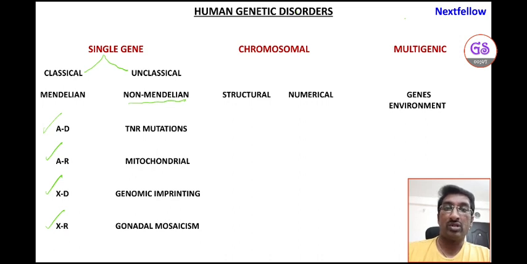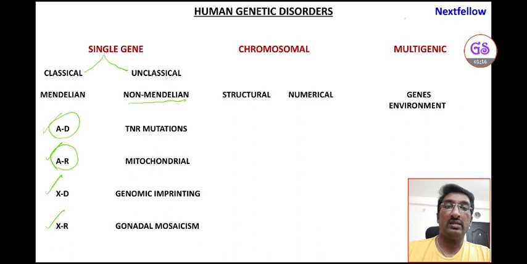Coming to autosomal dominant, they generally involve the structural proteins, whereas the autosomal recessive disorder, they involve the enzymatic proteins. That is why many inborn errors of metabolism are autosomal recessive, whereas structural protein involvement in diseases like Marfan syndrome or achondroplasia or hereditary spherocytosis, they are autosomal dominant. Coming to X-linked dominant, they are very rare, and X-linked recessive is quite common compared to X-linked dominant.